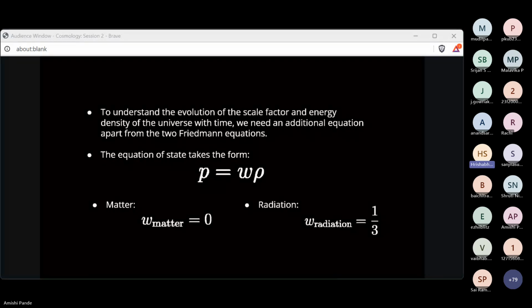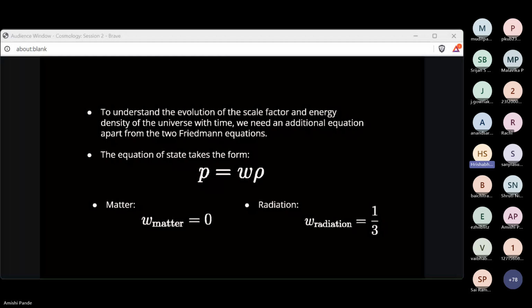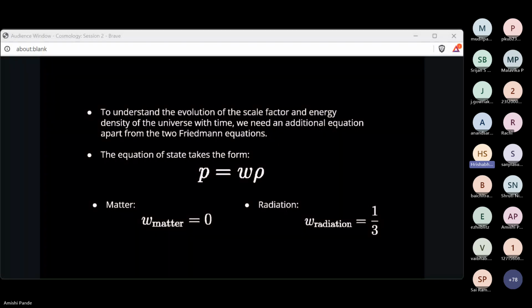Moving ahead, it's 12:30, we'll move ahead. So we have now defined a relation between P and rho. For matter, it is P is equal to 0. And for radiation, it is P is equal to 1 by 3 rho. We will use this as we move ahead. You can shift to the next slide.